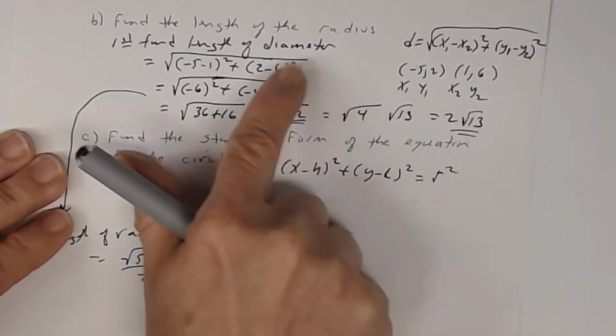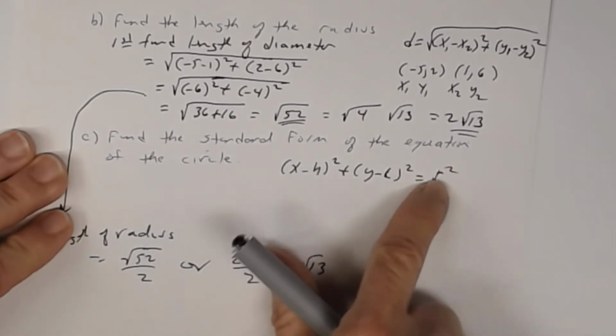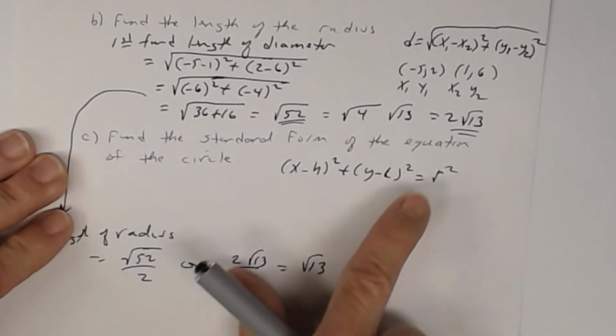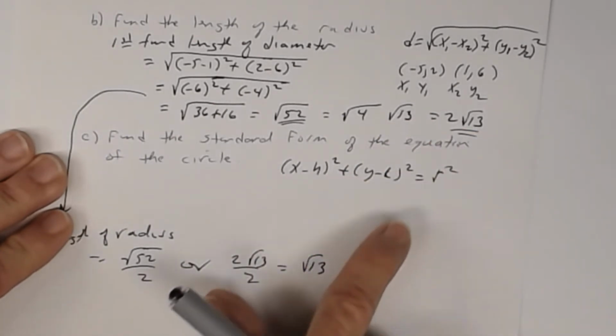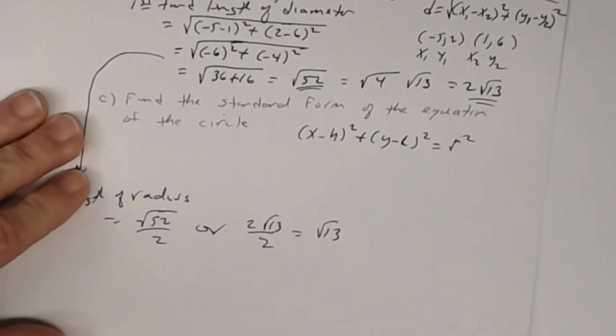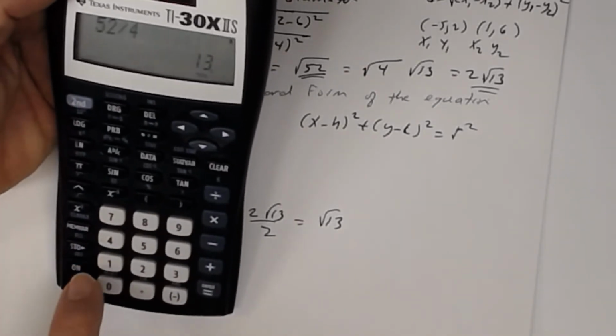They forget, hey, I just found the diameter, but I need to find the radius if I'm going to substitute that number in there. So that's how I've figured out that I didn't go far enough. So this and this are the same thing. I want you to see that. So I'm going to show you. Square root of 52 divided by 2.